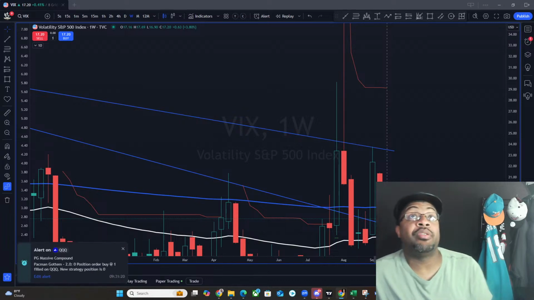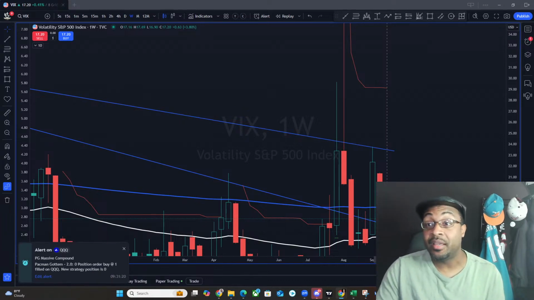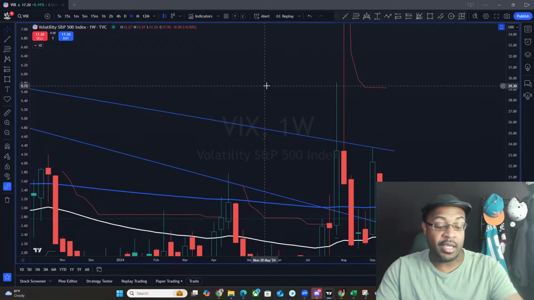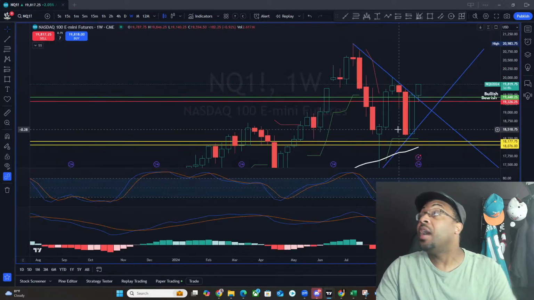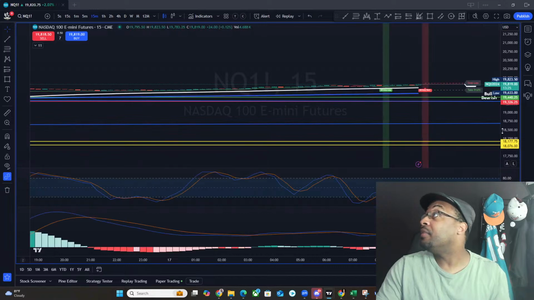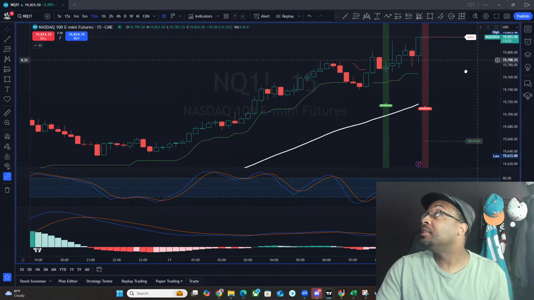I like open range breakouts. That's my fave. That's what I operate on, and I build a lot of it off of the 15. Let me go ahead and grab my NQ. I'm an NQ trader overall, so let's go ahead and grab this 15-minute chart.